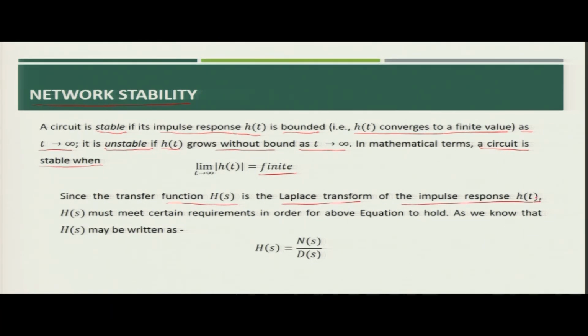Now, since the transfer function H(s) is the Laplace transform of the impulse response h(t), this is what we discussed. So, H(s) must meet a certain requirement in order for this particular equation to hold. We know that the transfer function of the circuit can be written as N(s) by D(s), that is numerator and denominator, and let us see what the criteria is for this H(s) to follow the stability criteria.